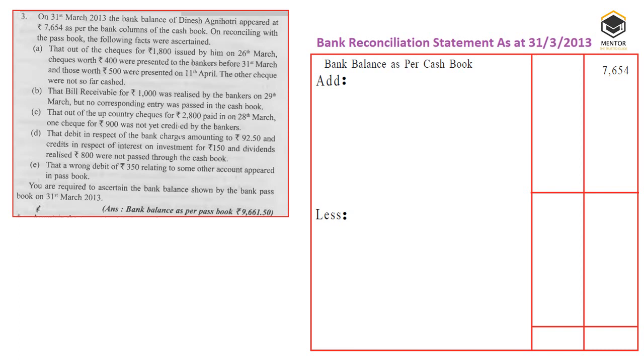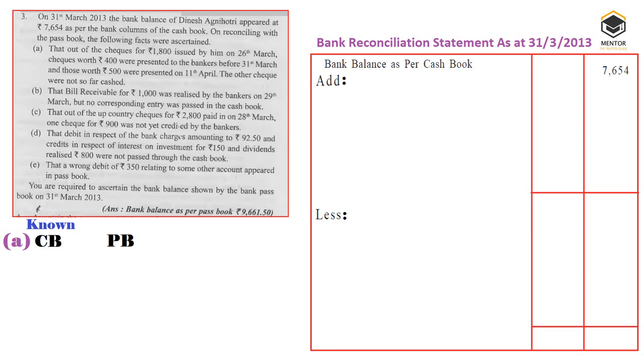Next, out of the checks for rupees 1,800 issued by him on 26th March, checks of 400 were presented to the bank before 31st March, and checks of 500 were presented on 11th April. So out of the 1800, how many were presented for payment? Only 400. In the sense, the rest of all the checks were not presented for payment. Therefore, between cash book and passbook, which one is known? Cash book is known, passbook we need to find out.